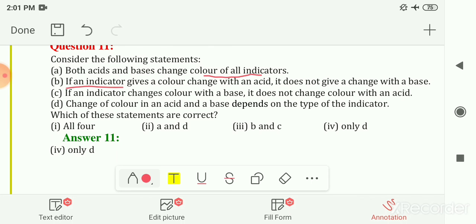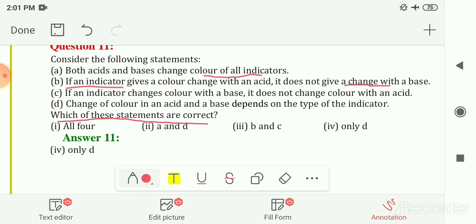Which of these statements are correct, that we have to see. Here, as we see, the turmeric indicator will not change its color for the acidic and neutral solution. So the first option is wrong. The next one is: if an indicator gives a color change with an acid, it does not give a change with a base. If the indicator gives a color change for acid, then it will not show any color change for the base. So it is also wrong.